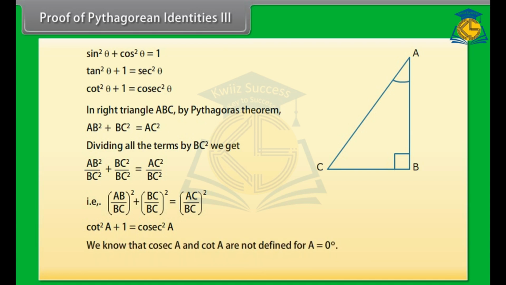We know that cosec A and cot A are not defined for A is equal to 0 degree. Therefore, it is true for all A such that 0 degree is smaller than A, which is smaller than or equal to 90 degree.